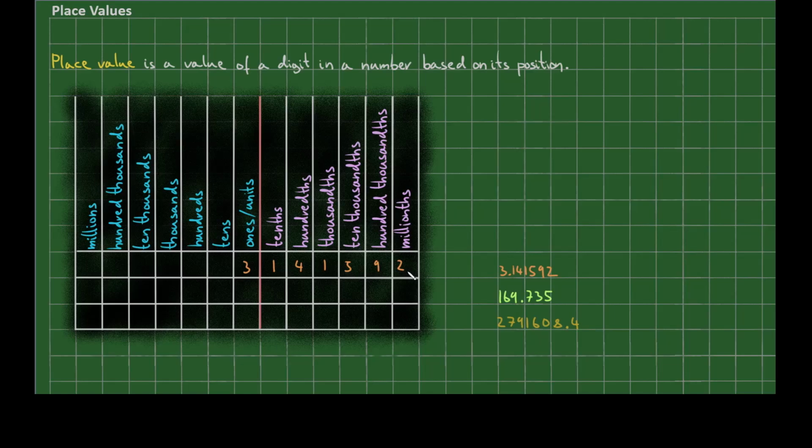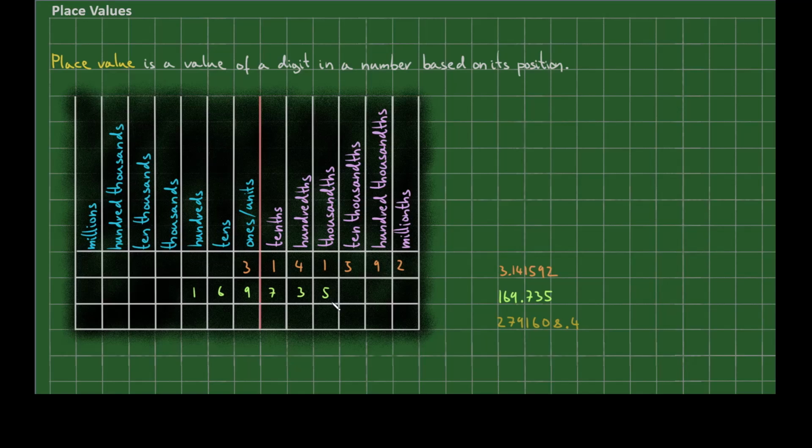By the same token, when it comes to 169.735, I could say that the 1 is counting the hundreds, the 6 is counting the tens, the 9 is counting the ones, the 7 is counting the tenths, the 3 the hundredths, and the 5 the thousandths.